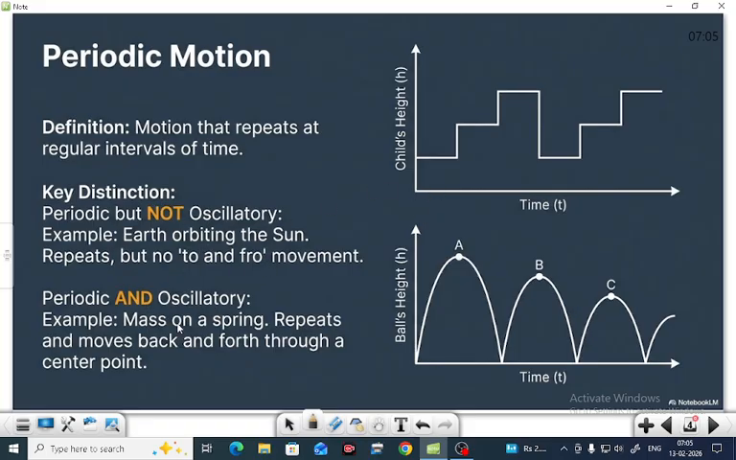Periodic and oscillatory. A mass on a spring repeats and moves back and forth through a center point. Therefore, it is not only periodic but also oscillatory motion. You see the child's height like this, right? And this is the ball's height. The ball is dropping in this way, in this way, like this. So these are various examples of periodic motions and oscillatory motions.